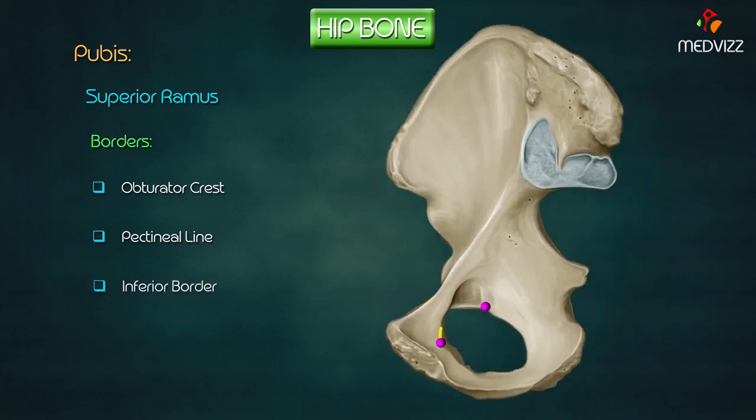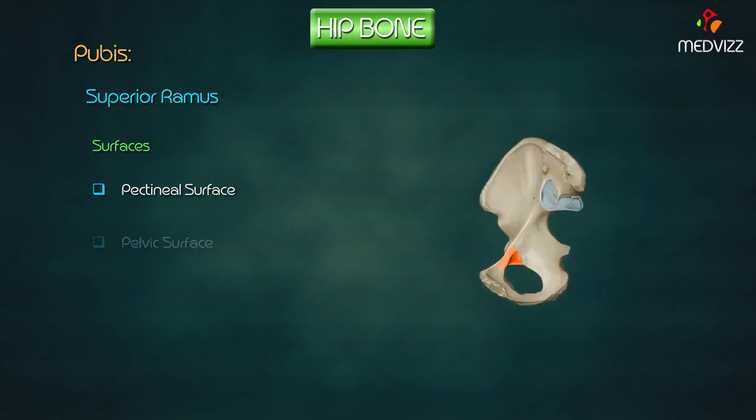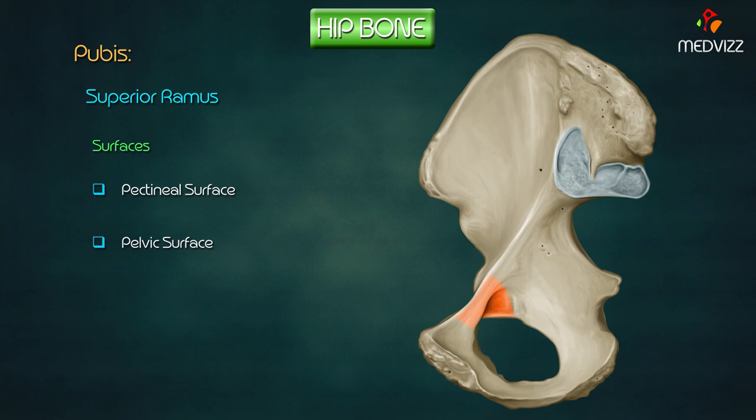It separates the pelvic from the pectineal surface. Inferior border is sharp and forms the upper boundary of the obturator foramen. Surfaces. Pectineal surface. It faces anteriorly and lies between the obturator crest and the pectineal line. It extends from the pubic tubercle till the iliopubic eminence. Pelvic surface. It faces upwards and backwards. It lies between the pectineal line and inferior border.